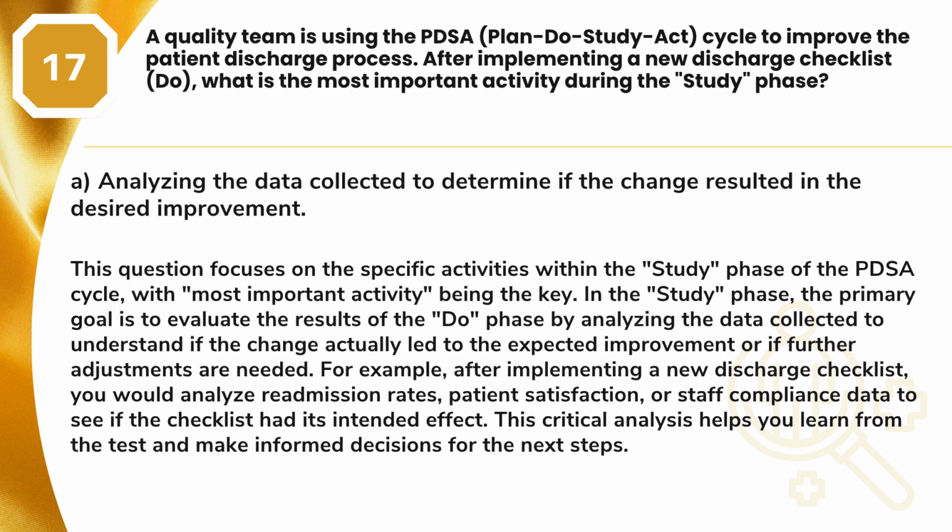Answer. A. Analyzing the data collected to determine if the change resulted in the desired improvement. This question focuses on the specific activities within the study phase of the PDSA cycle, with most important activity being the key. In the study phase, the primary goal is to evaluate the results of the do phase by analyzing the data collected to understand if the change actually led to the expected improvement or if further adjustments are needed.